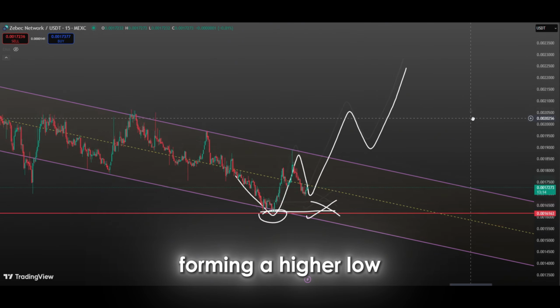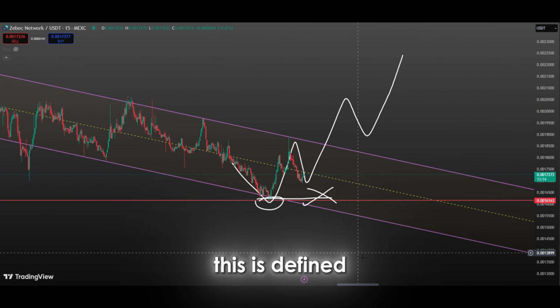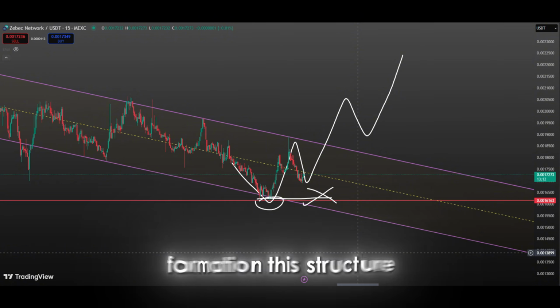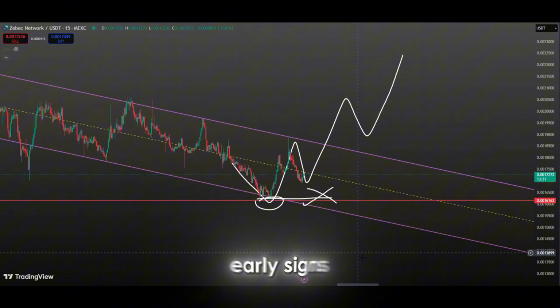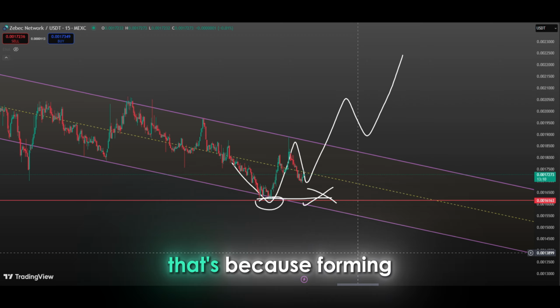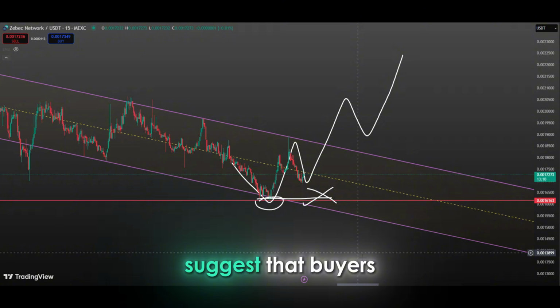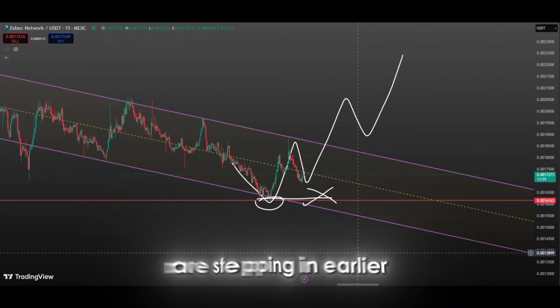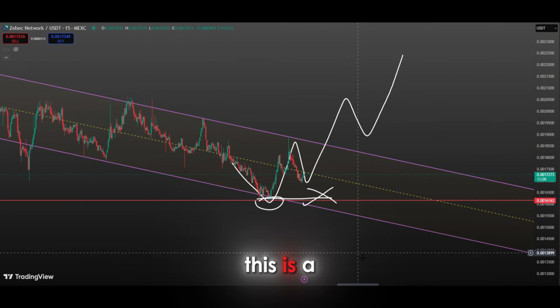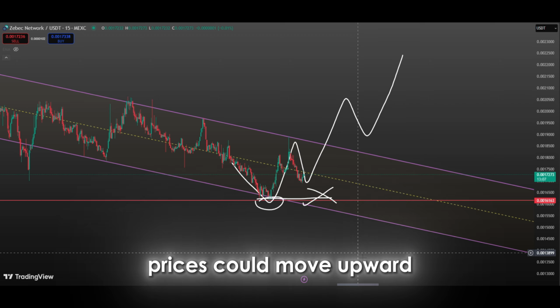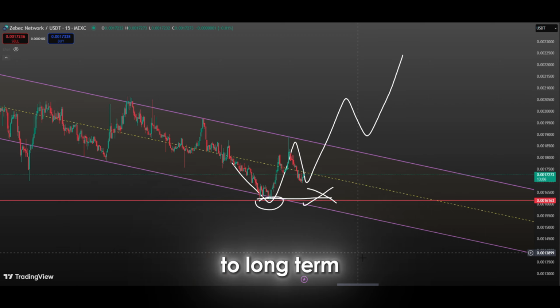If the price responds upward from this current bottom level without falling below it, and then continues to rise by forming a higher low, this is defined in technical analysis as a higher low formation. This structure is often considered one of the early signs of an uptrend. That's because forming new lows above previous ones suggests that buyers are stepping in earlier and sellers are losing strength. This is a strong signal that prices could move upward in the medium to long term.